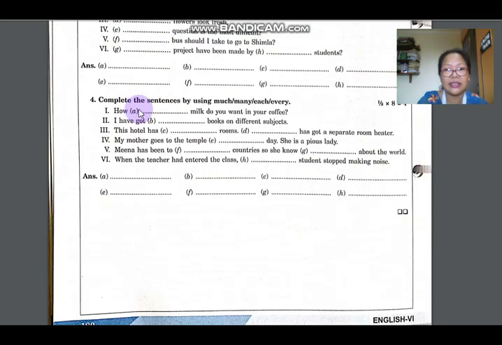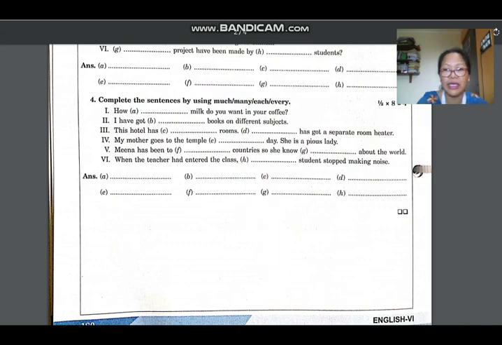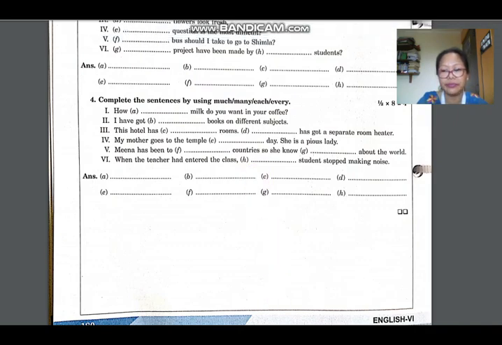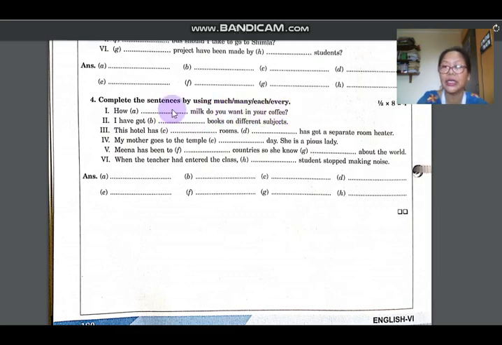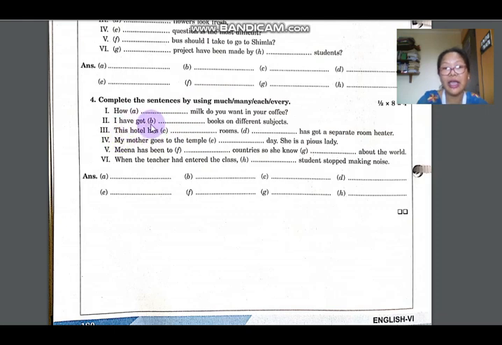Now let us do exercise number 4. Complete the sentence by using much, many, each or every. So we have to fill up the blanks with much or many or each or every. Okay, I have dash milk. How dash milk do you want in your coffee? How much milk do you want in your coffee? Much will come here. I have got dash books on different subjects. I have got many books on different subjects.